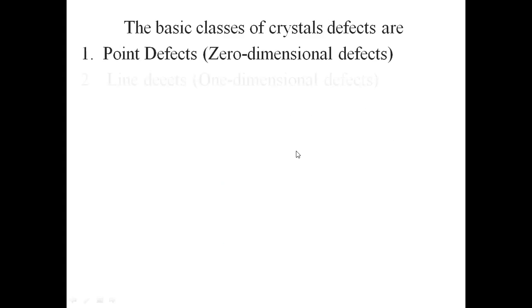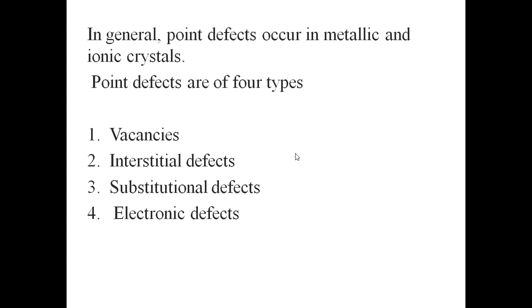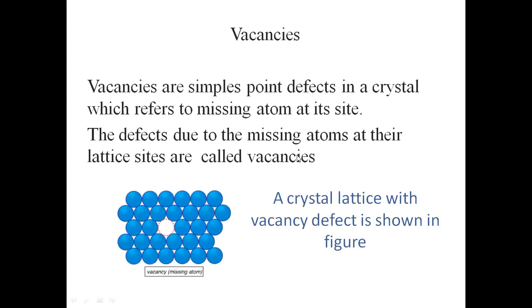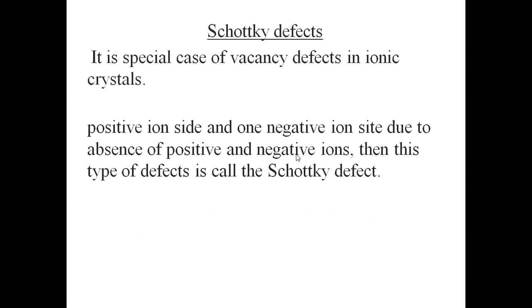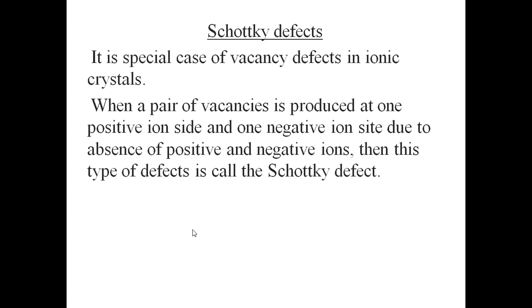So in the previous class we discussed the Schottky defect. Schottky defect means a pair of vacancies produced at one positive ion site and one negative ion site due to the absence of a positive and a negative ion. This type of defect is called a Schottky defect.